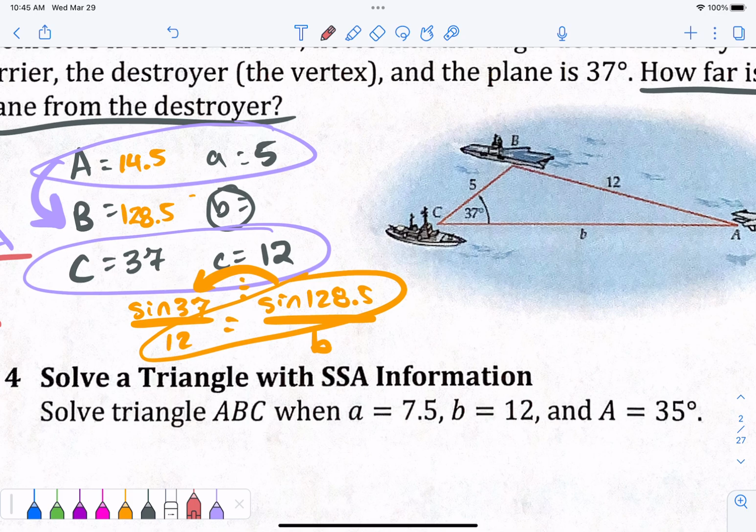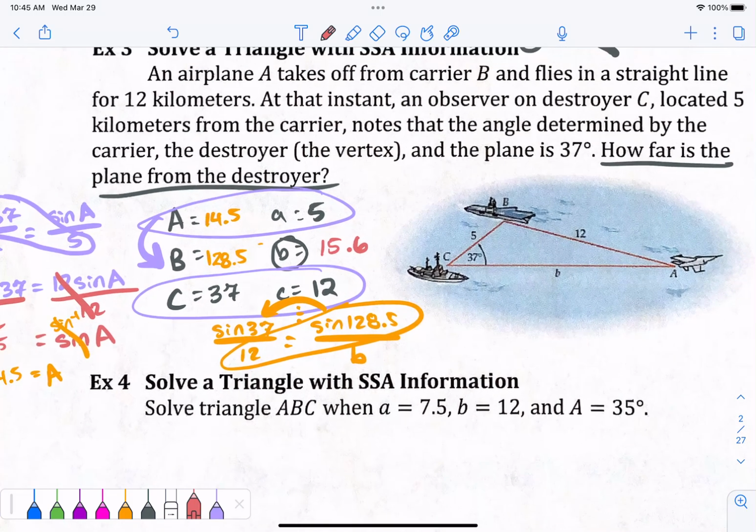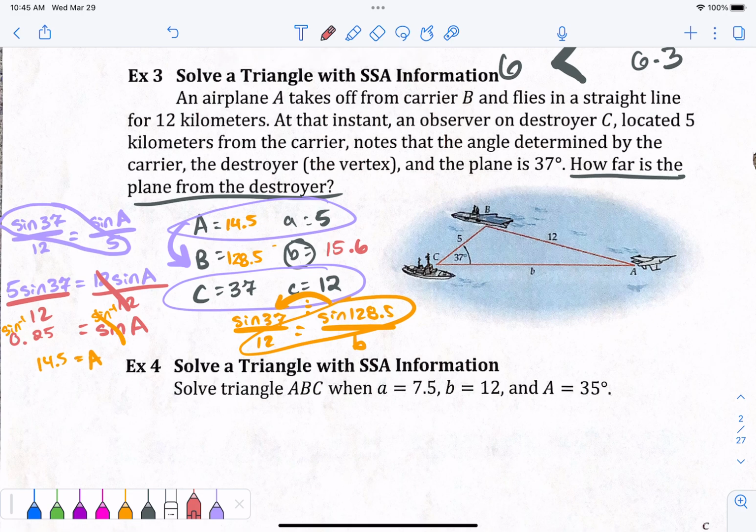Libby got 15.6. Everybody else get 15.6 that tried it? Sure? 15.6, what units are we in? Miles? Kilometers. So 15.6 kilometers is that one. Okay, good?